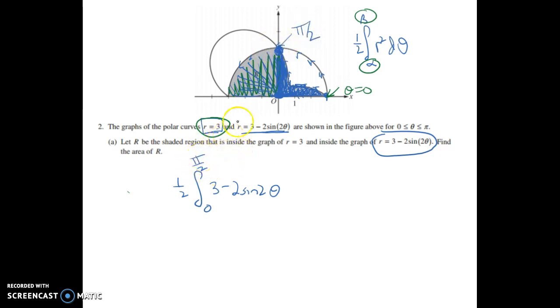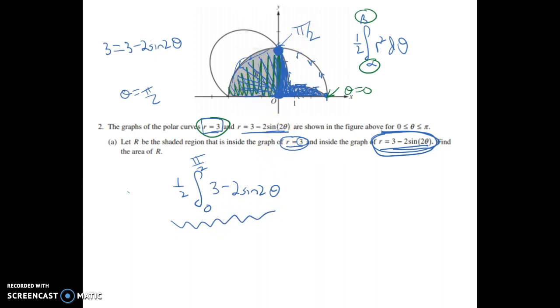But if you're ever in a situation where you can't quite tell where one graph takes over and the other one does not, you basically just want to figure out where this graph and this graph intersect. So if you had to, you could always set these functions equal to each other and solve them. So that would give us that 3 equals 3 minus 2 sine theta, and if you were to solve this equation through, you'd find that theta equals pi over 2 is the place where these graphs intersect, which means it's where this other graph picks up. So this is the calculation I would use to find the blue area.